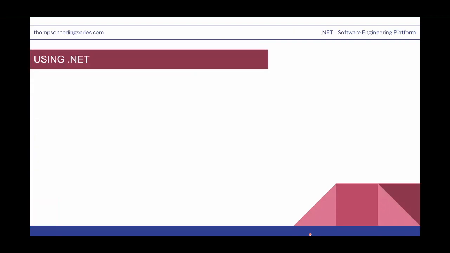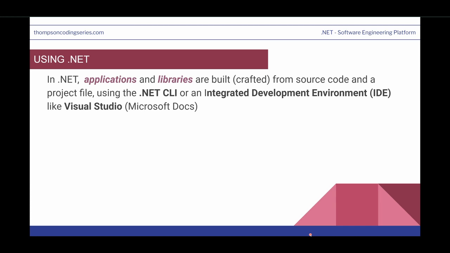The next thing you should understand about .NET is that applications and libraries are built from source code and a project file. The project file is the base point, the foundational point, for building .NET applications and libraries. This can be done using an integrated development environment like Visual Studio Code, or the .NET CLI, meaning you can build .NET applications from the command prompt. Yes, you heard me say that, that's correct.